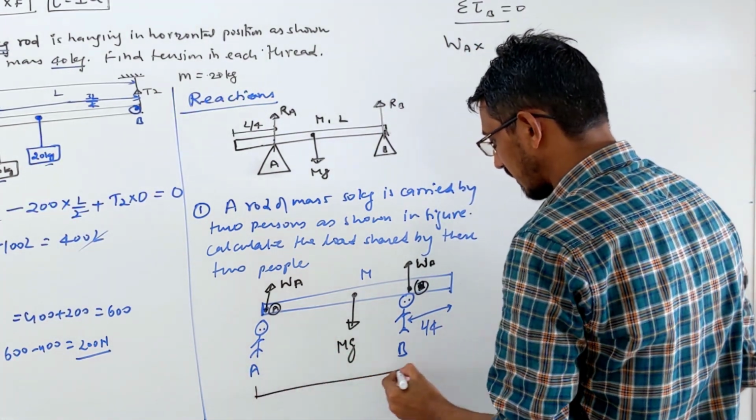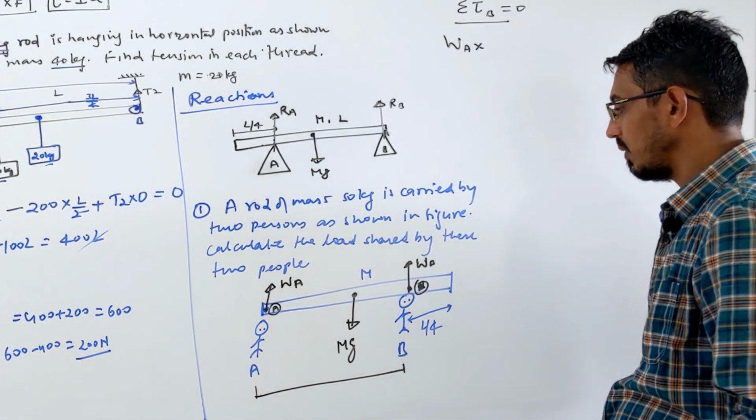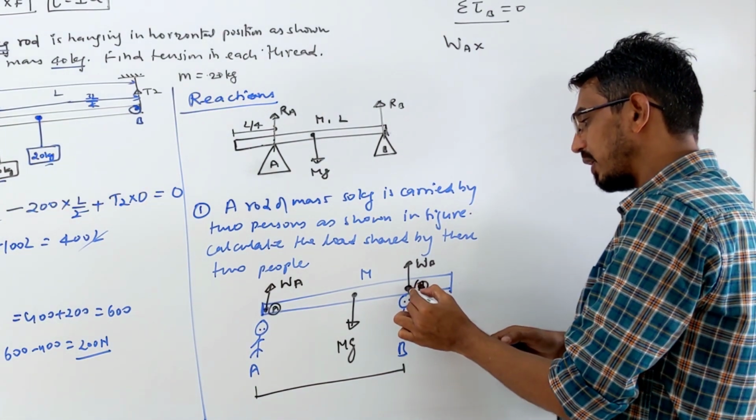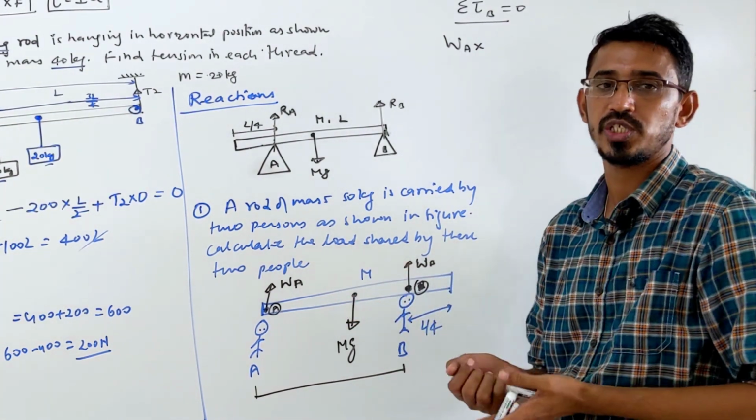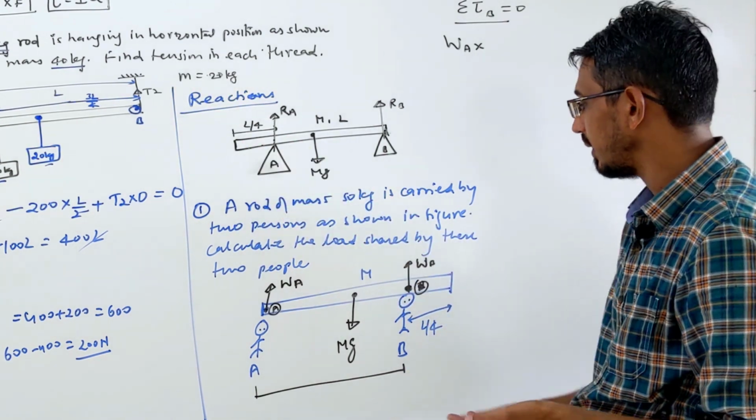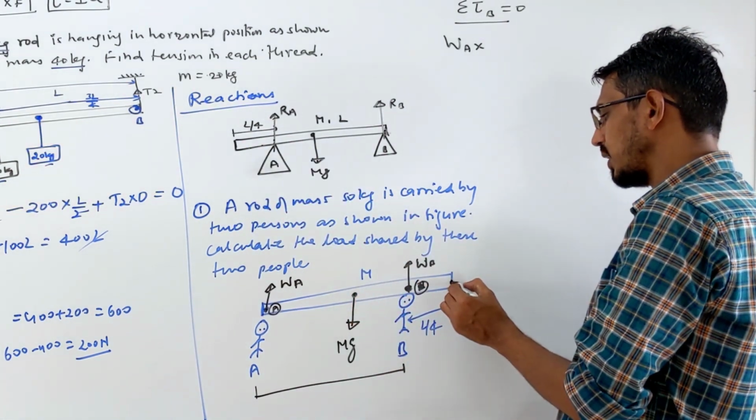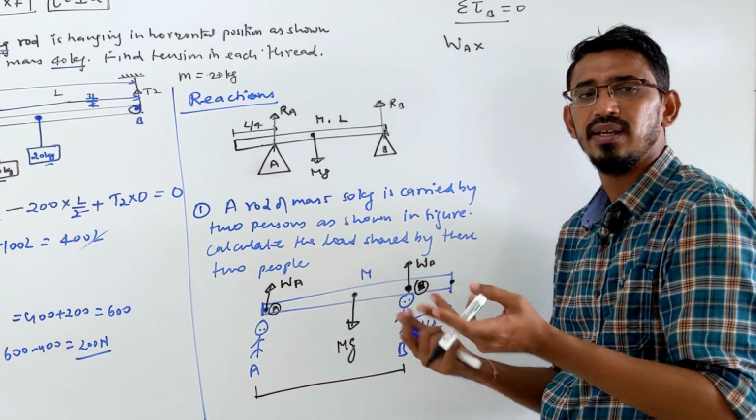We need that distance, correct? We are finding torque about this point. I told you we choose a point where some unknown force is acting, that point we choose for equilibrium. You can choose here also, it doesn't matter, but the calculation becomes a little complicated.